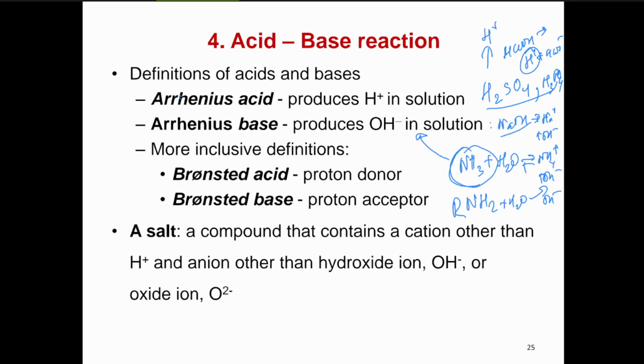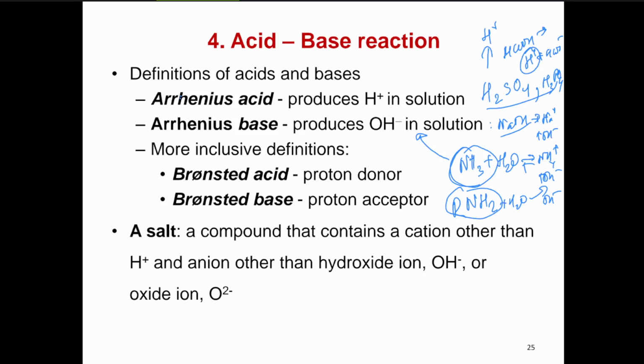So we got stuck with some exceptions. They are still bases, but they do not follow the definition made by Arrhenius. So you say that now the theory made by Arrhenius needs to be developed, needs to be extended. So Bronsted, another scientist, proposed a new definition of acid and base.